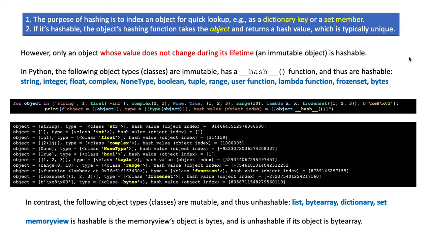Hello, everyone, and welcome. Today, I'd like to talk about hashable versus unhashable objects in Python.